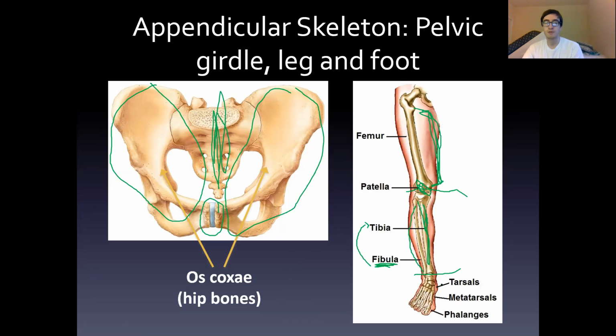And then once again, instead of carpals, we have tarsals in the foot. Instead of metacarpals, we have metatarsals as the main part of our foot. And then, just like with our finger bones, our toe bones are also called phalanges. So your tarsals are basically your ankle. Your metatarsals are your foot. And the phalanges are your toes.